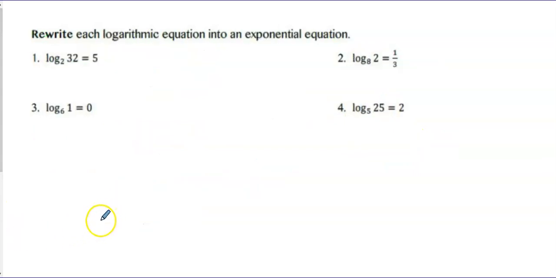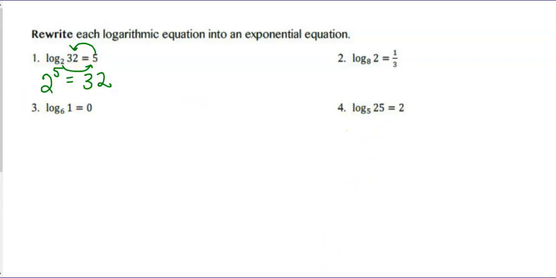All right, let's move on. Let's go the other way around. Write each log equation as an exponential equation. So you can kind of just go in a circle here. 2 to the 5th power equals 32. That's the order that it goes in. 2 to the 5th power equals 32.